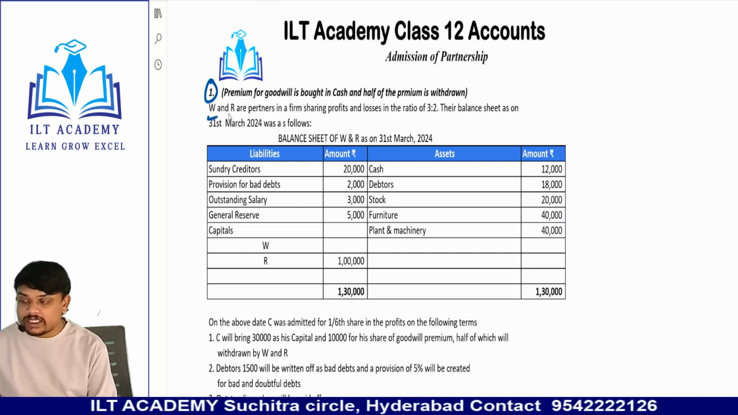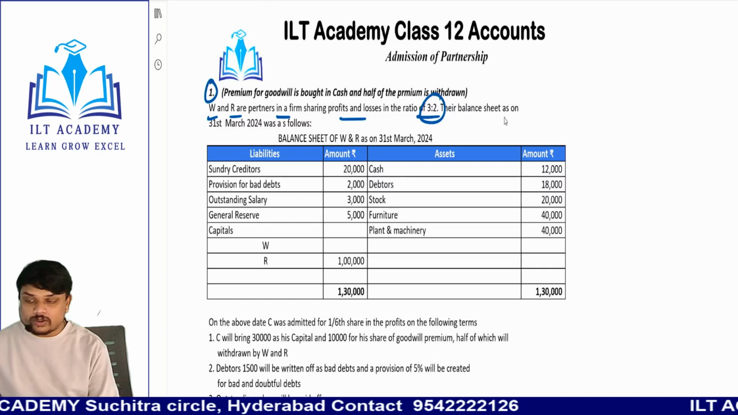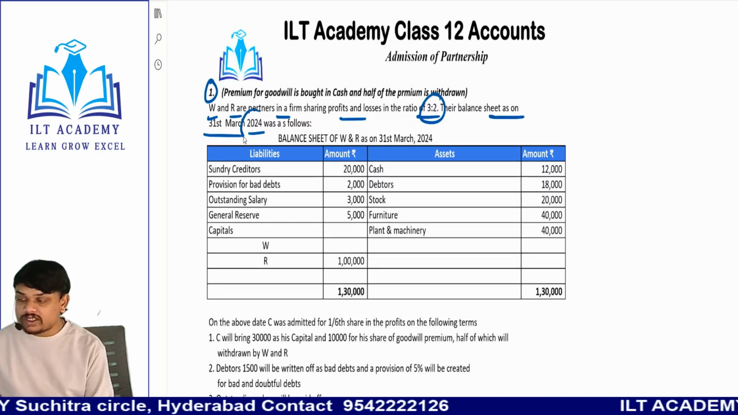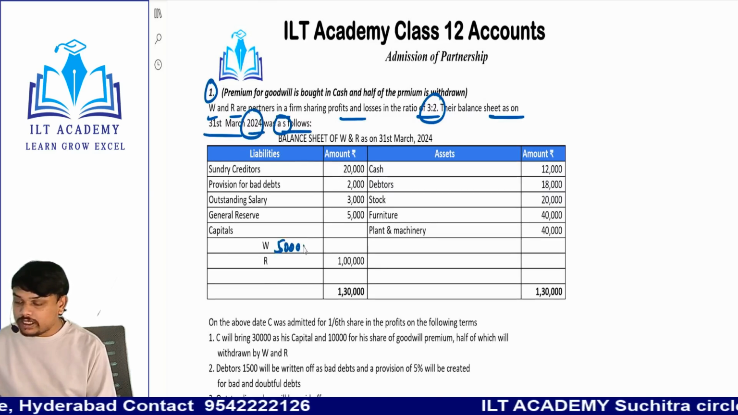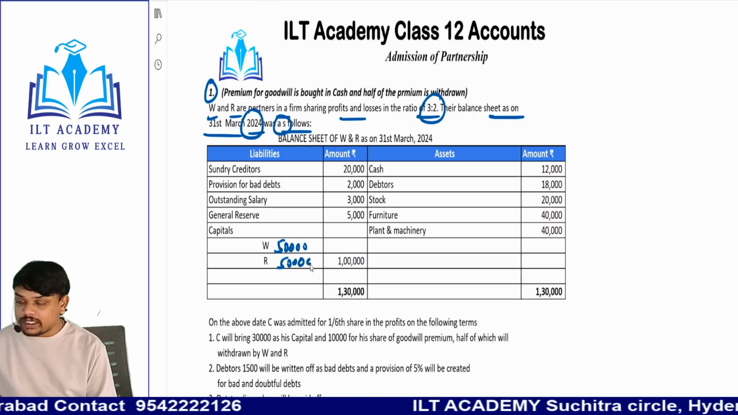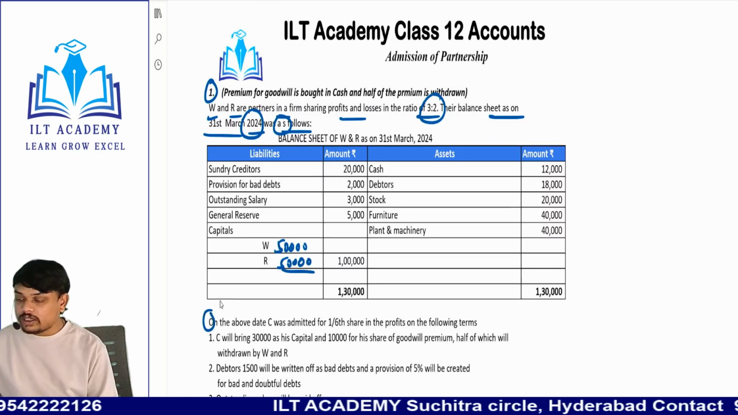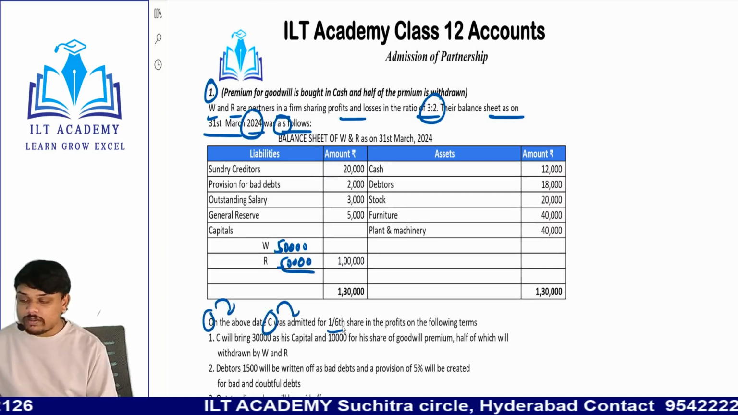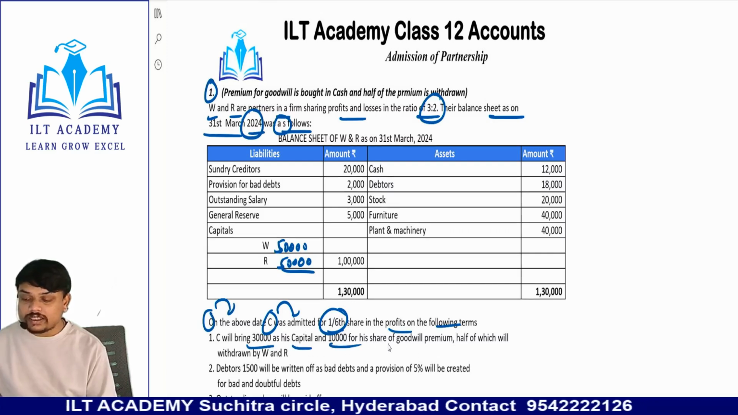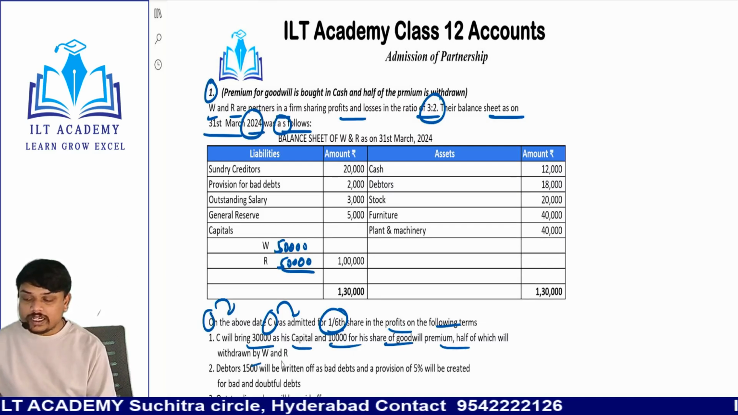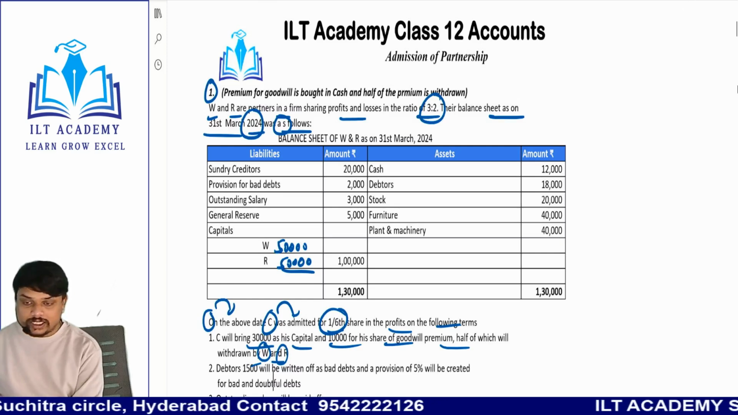Now the basic question is: W and R are partners in a firm sharing profits and losses in the ratio 3:2. The balance sheet as on 31st March 2024 was as follows. W's capital is 50,000 and R's capital is 50,000, total 1 lakh. On the above date, C was admitted for 1/6th share in the profit for the following terms. C will bring 30,000 as his capital and 10,000 for his share of goodwill premium, half of which will be withdrawn by W and R, and there are a few adjustments. Let us do this question.